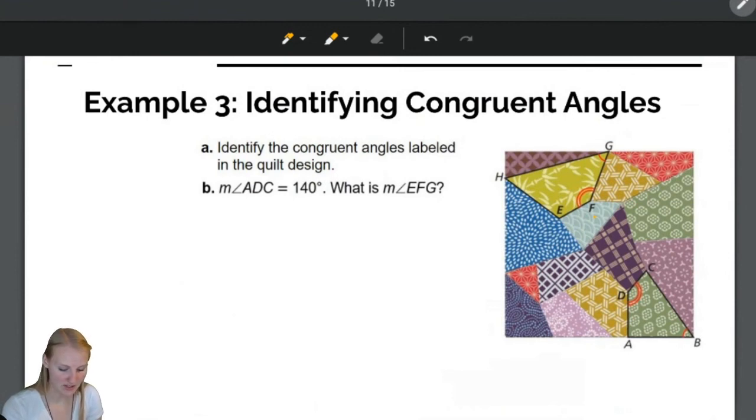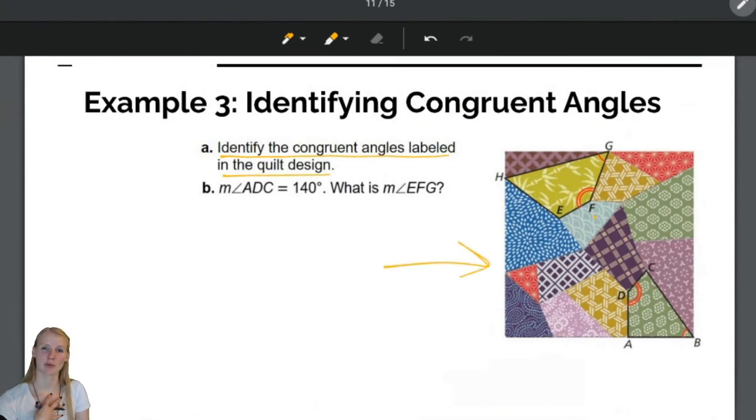Part A says identify the congruent angles labeled in the quilt design. Now this is a very funky looking quilt. I have made a couple quilts myself. My mom is a very talented seamstress. And angles matter very much in sewing. If you ever get the chance to talk to my mom, or if I ever get her on a video, whoo! Angles. So many angles in quilting.